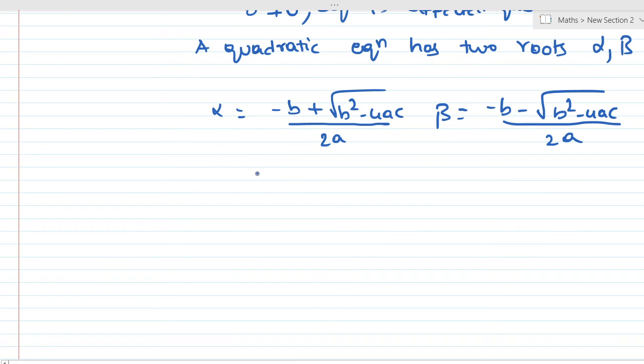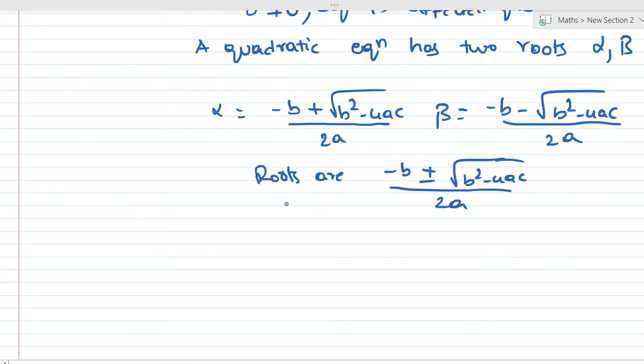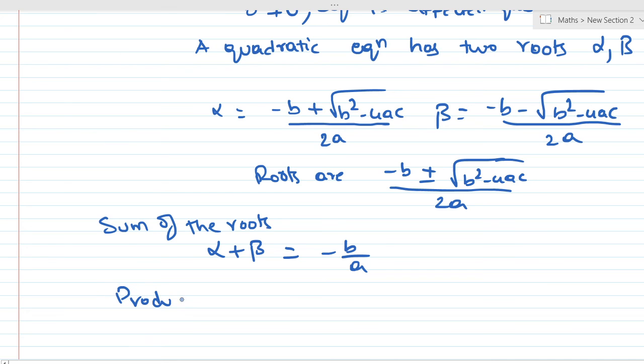Generally they will tell us the roots are minus b plus or minus root of b square minus 4ac by 2a. You can call it in any which way, the answer will be the same. So alpha plus beta, the sum of the roots, will be minus b by a. When you multiply both the roots, the product of the roots, alpha comma beta, equals c by a.